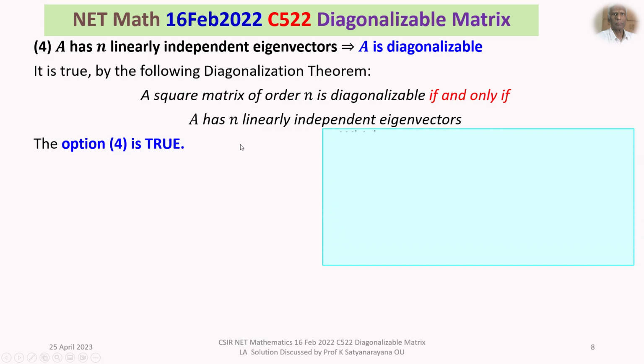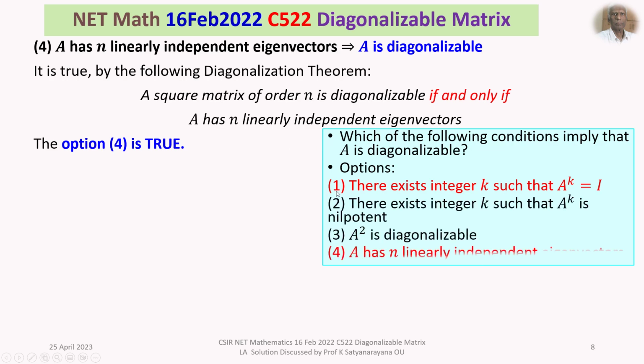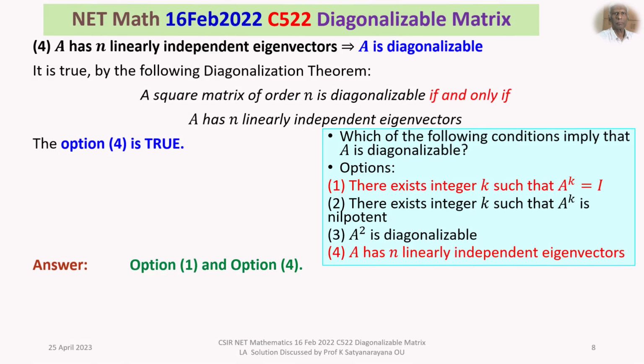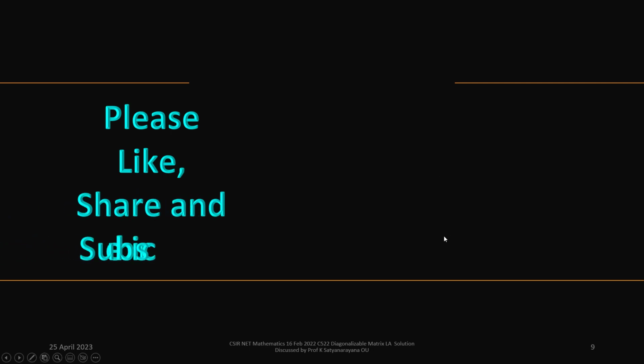Agreed. We have proved that options 1 and 4 are true, and options 2 and 3 are not true. So the answer to this question is option 1 and option 4. That is the detailed discussion of the solution of the problem on diagonalizable matrices from the section Linear Algebra. I am sure that you have understood the solution of this problem, and I wish you all the best. Thank you.